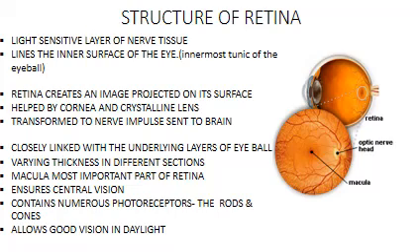And as I told you, first we have the physical events and the biochemical events, and then we have the nerve impulses which are then sent to the brain. It is closely linked with the underlying layers of the eyeball. The thickness of the retina may vary in different sections, and the most important part of the retina is the macula. This ensures central vision and contains numerous photoreceptors known as the rods and the cones, which allow good vision in daylight.